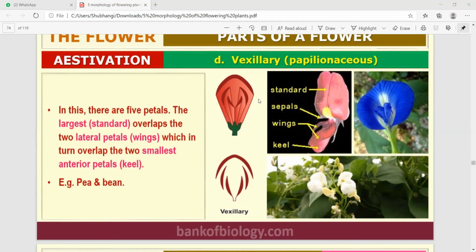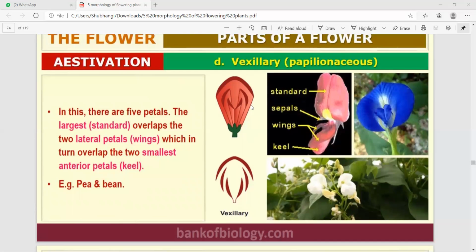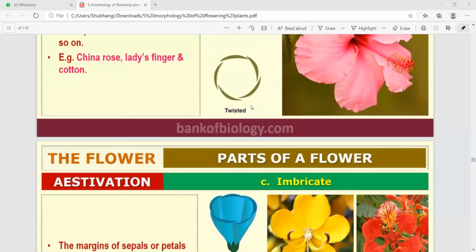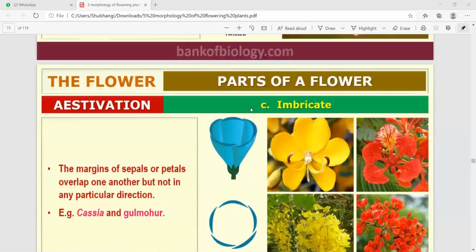So you should mention it. If you are doing some research and you have identified a new plant or flower, and we are trying to find out the estivation, you should mention on which part you are basing the estivation. Either you are depending on the calyx and sepals, or you are depending upon the corolla and the petals. But the conditions will remain the same. Either it will be valvate, twisted, vexillary, or imbricate. Any one out of the four.